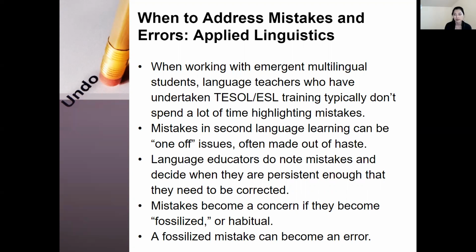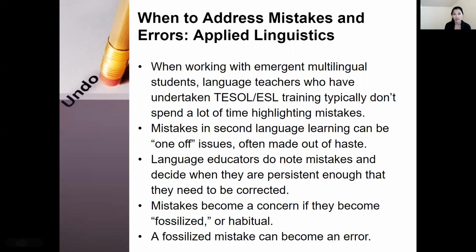So when do we address mistakes and errors? In applied linguistics, we address errors and mistakes when we're working with emergent multilingual students. And language teachers who have done this don't typically have training in TESOL or ESL, so they spend a lot of time highlighting all of the mistakes that their learners make. In other words, mistakes in second language learning can be one-off issues. They're made out of haste, just a slip of the tongue. Language educators are noting those mistakes, but they have to decide when they are persistent enough that the mistake needs to be corrected. Mistakes are only a concern in language learning if they become fossilized or become a habit.